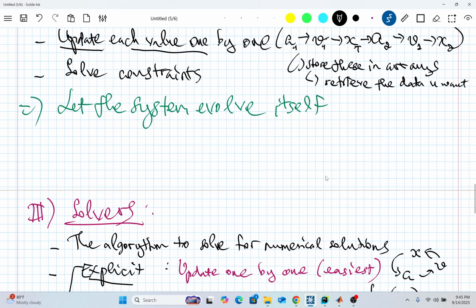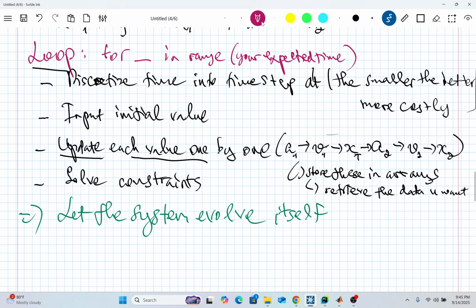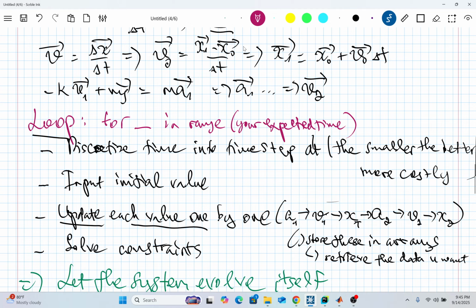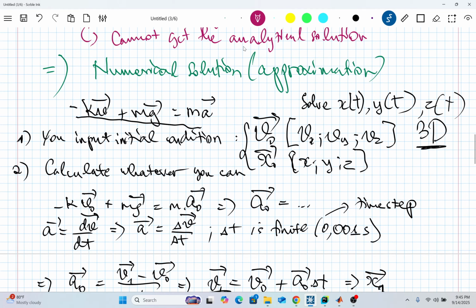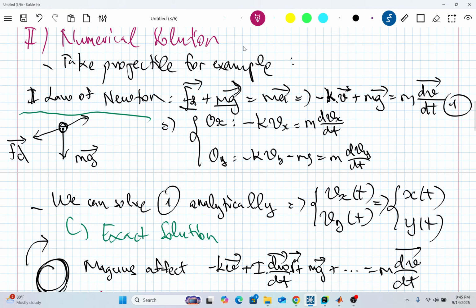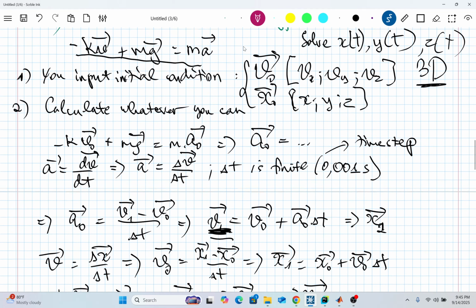Okay, that's the solvers. Then what do we have? We have the discretization, the numerical solution, the solvers. And then maybe I'll talk about rigid body. Okay, rigid body.